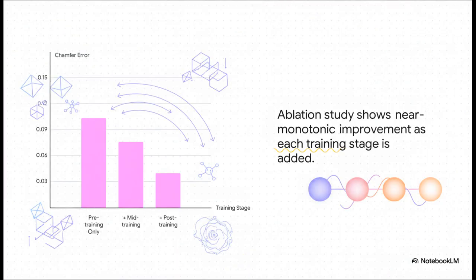And this chart right here is the proof in the pudding for their training strategy. It shows how much the model's error goes down after each phase. You start with just pre-training, then you add mid-training, and boom, the error drops. Then you add the final post-training with the real-world data, and the error gets cut in half again. It's just clear, undeniable proof that every single step in their playbook was absolutely crucial.